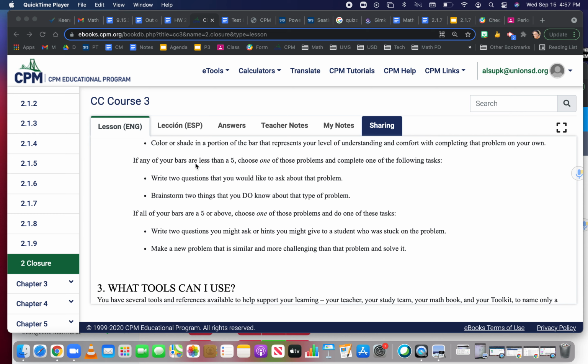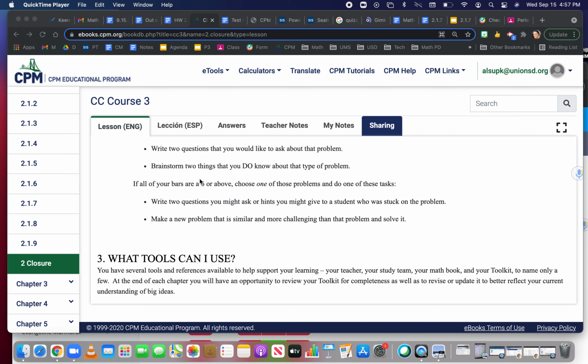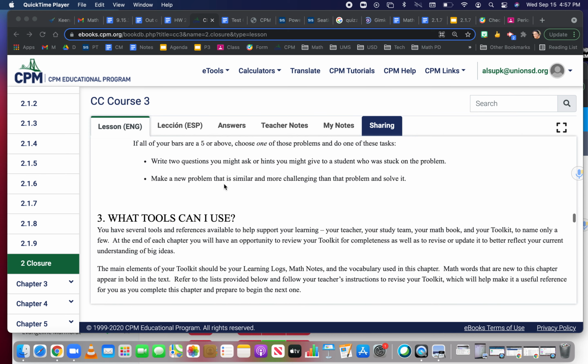And if any of your bars are less than 5, you could choose one of those problems to come up with questions that you would ask about that problem. You can brainstorm some things that you do know or do understand about that type of problem. And then there's a task if all of your bars are 5 or above.